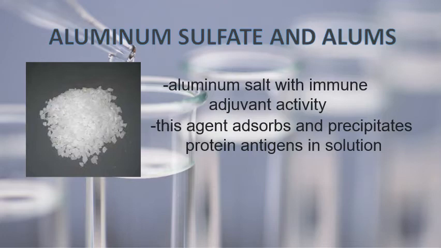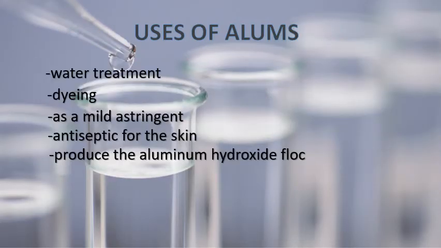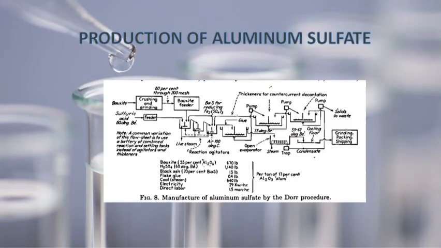Aluminum sulfate and alums is an aluminum salt with immune adjuvant activity. This agent absorbs and precipitates protein antigens in solution. Alums can be used as water treatment, dyeing, as a mask, astringent, antiseptic for the skin, and to produce the aluminum hydroxide flock. Here is the manufacture of aluminum sulfate by the Dorr procedure.